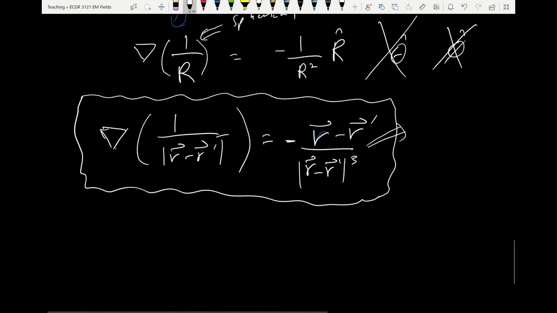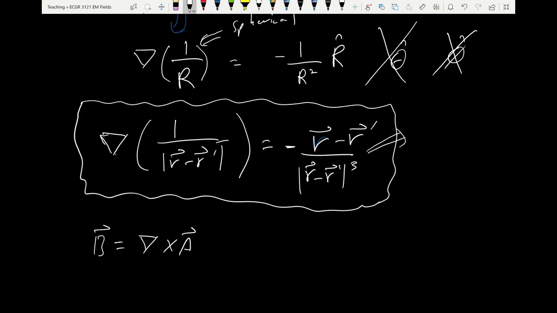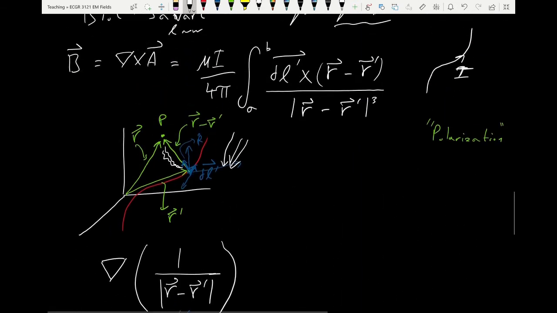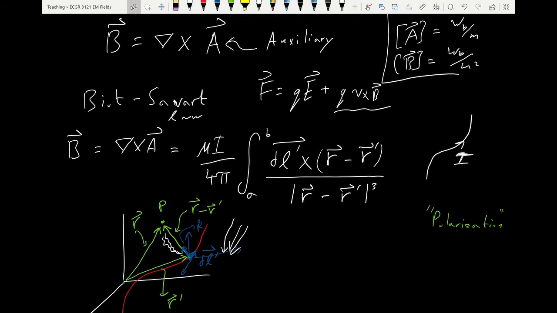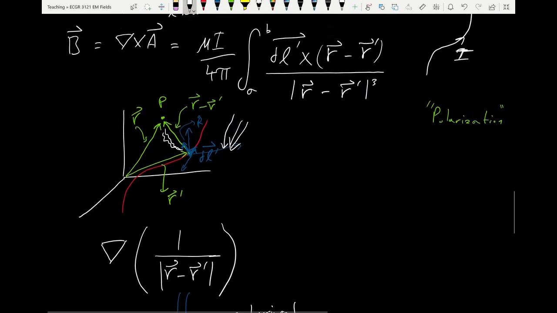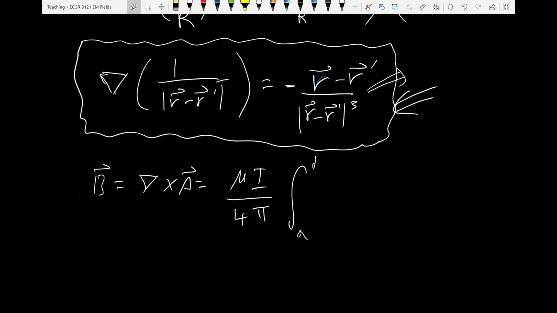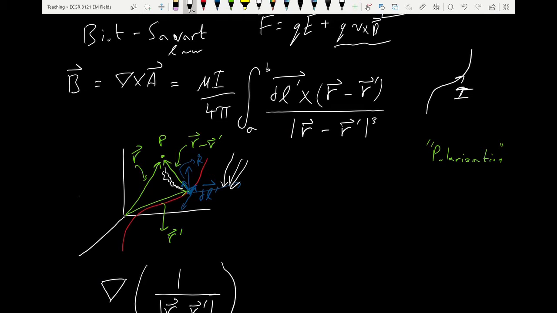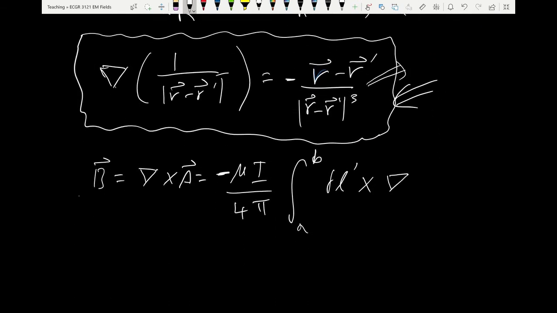Let me rewrite the Biot-Savart law then. B equals curl A equals, using this fact, mu over 4 pi, integral from a to b of dl prime times, there's a minus sign here, so I put a minus out here and put a minus in, so that I can rewrite r minus r prime over the magnitude of r minus r prime cubed as a gradient of this scalar field.